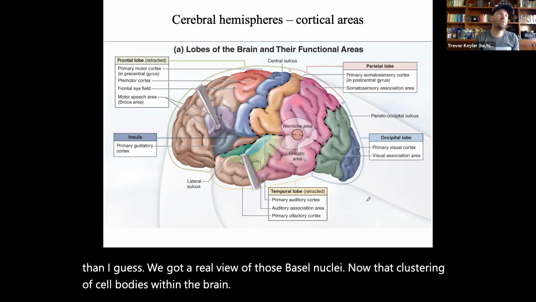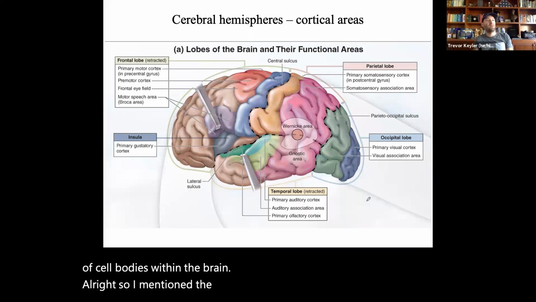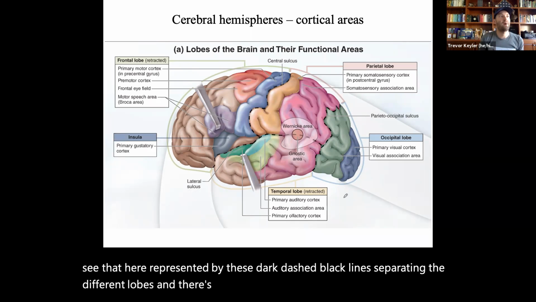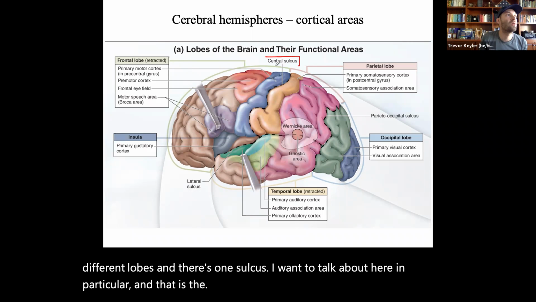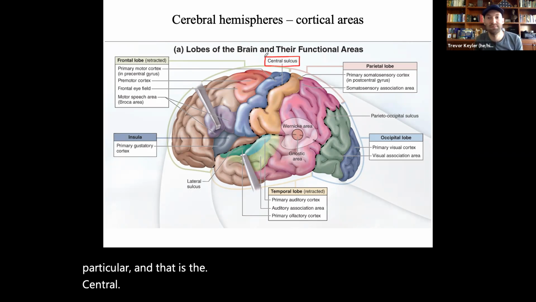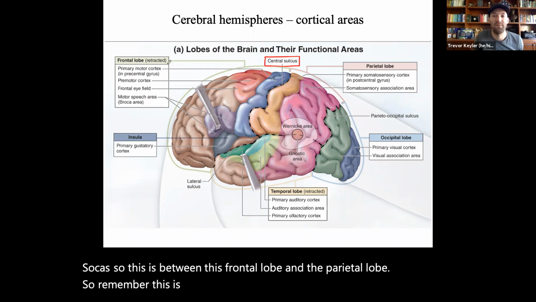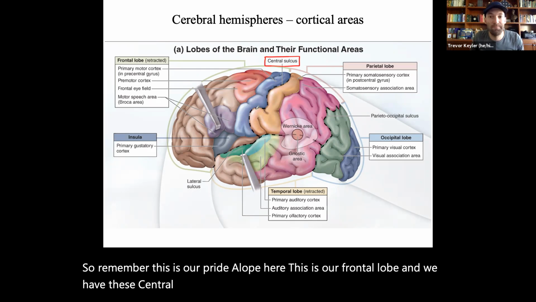All right, so I mentioned the sulci that separate the different lobes. We can see that here represented by these dark dashed black lines separating the different lobes. There's one sulcus I want to talk about here in particular, and that is the central sulcus. Okay? So this is between this frontal lobe and the parietal lobe. So remember, this is our parietal lobe here. This is our frontal lobe. And we have the central sulcus dividing them.